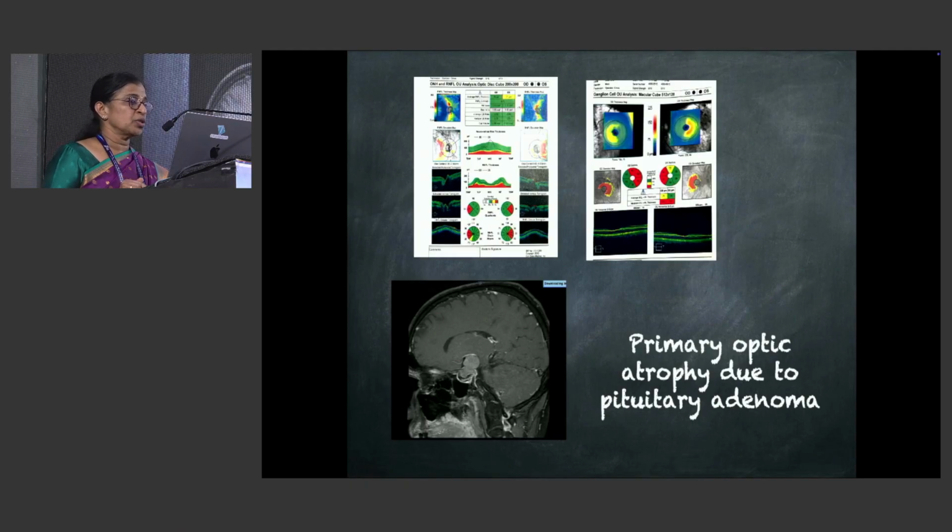In the OCT also we can see there is thinning of RNFL on the temporal quadrant, and in the GCC also you can see thinning on the binasal side, which is again classical of optic chiasmal lesion. So here it is a case of primary optic atrophy due to pituitary adenoma causing compression over chiasm.